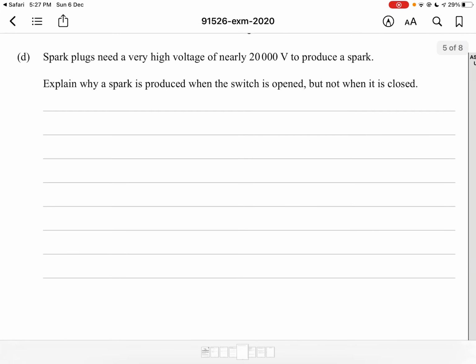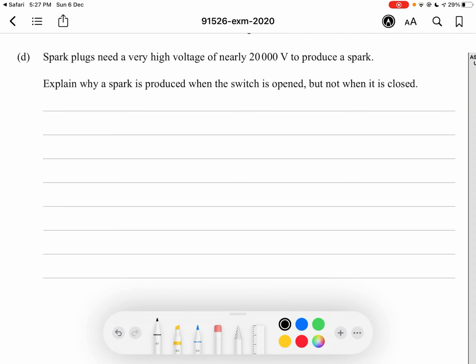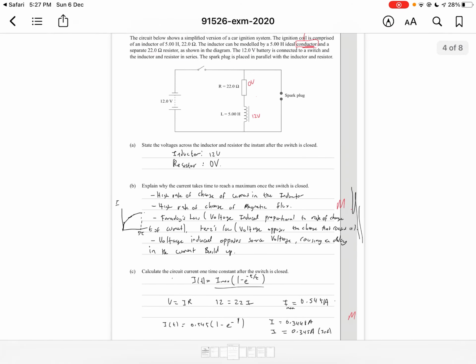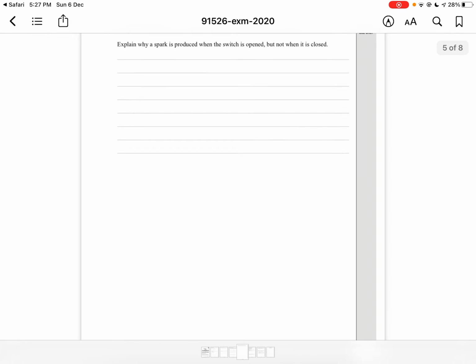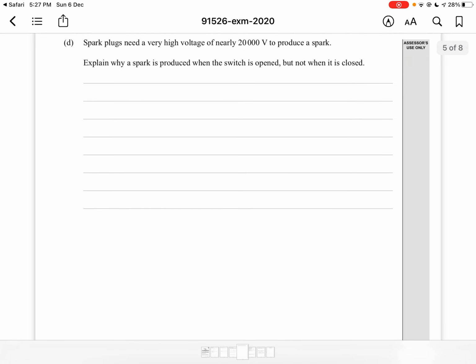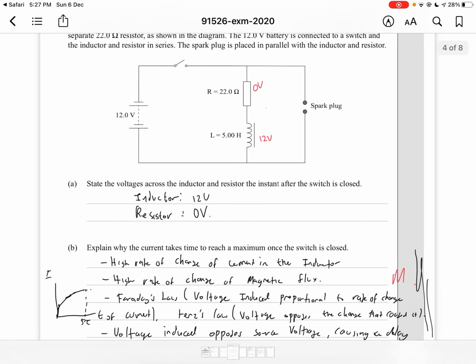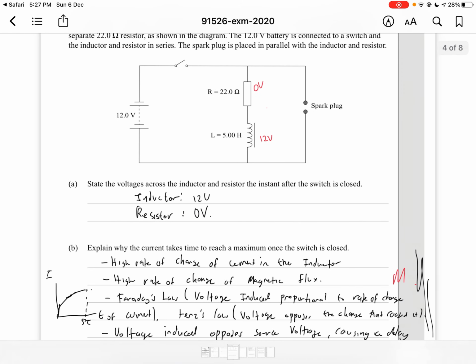Question D. Spark plugs need a very high voltage of nearly 20,000 volts to produce a spark. Explain why a spark is produced when the switch is open but not when it's closed. We'll just start with closed. When the switch is closed, we know that it's connected to a battery, and we can explain how there's a high rate of change of current. The inductor is going to oppose the voltage, etc.